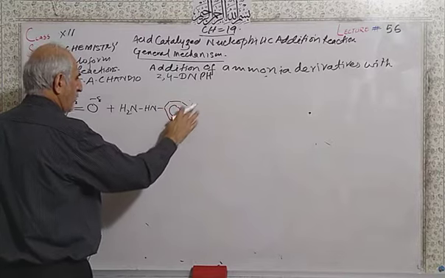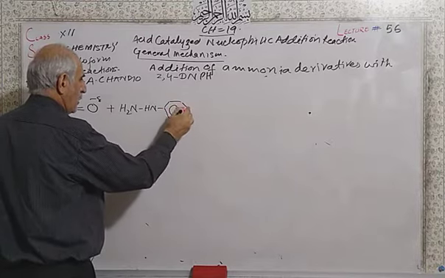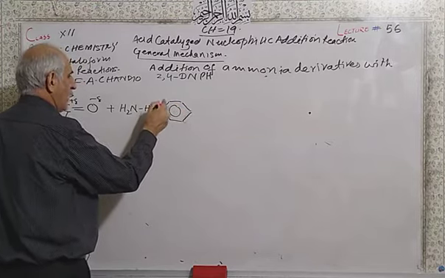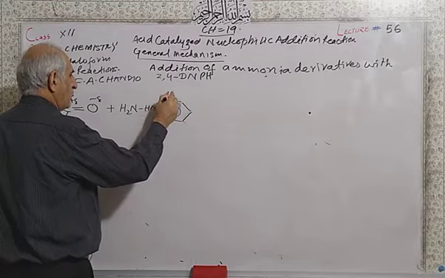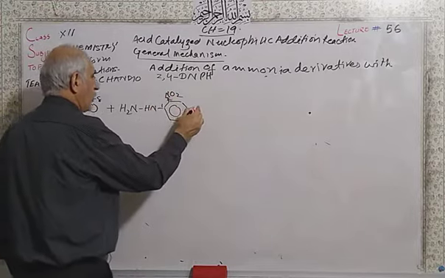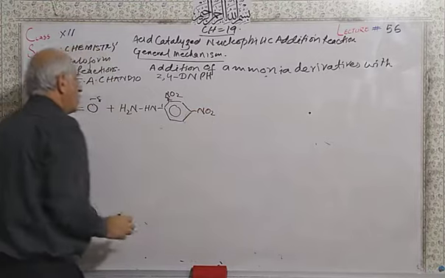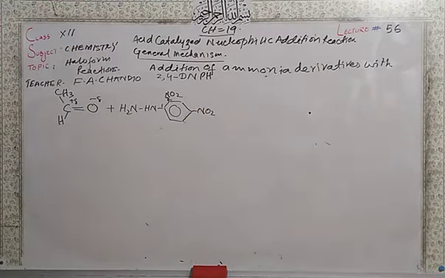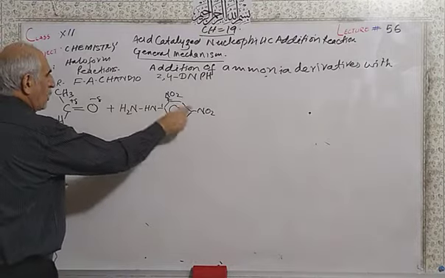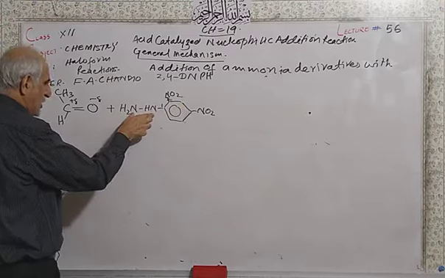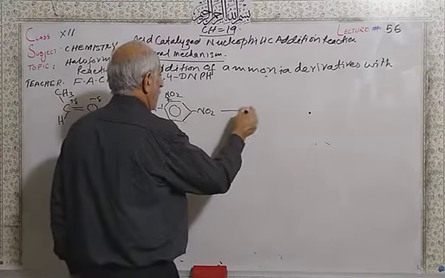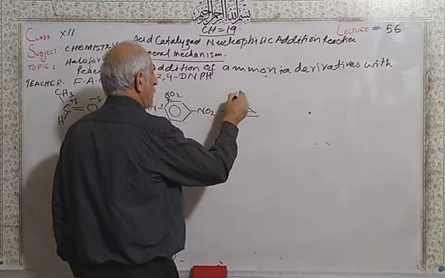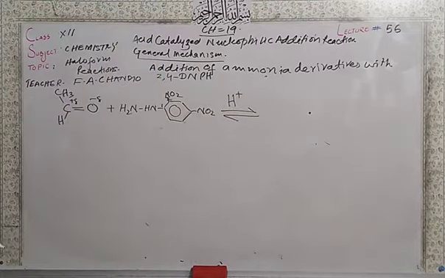I am writing this one. So this is carbon 1, carbon 2. So this is carbon number 2. There is the nitro group, and there is the 4. This is the nitro. This is called 2,4-dinitrophenyl hydrazine, 2,4-DNPH, in the presence of acid catalyst.